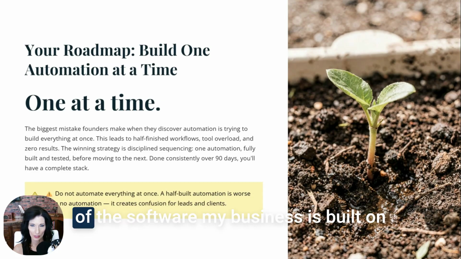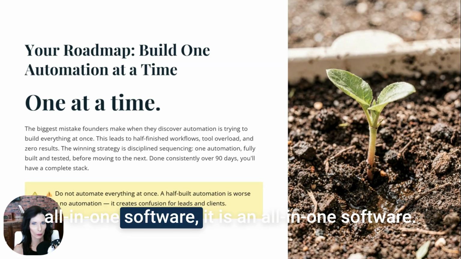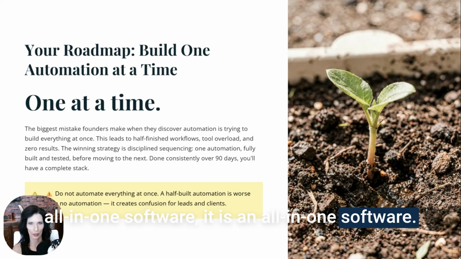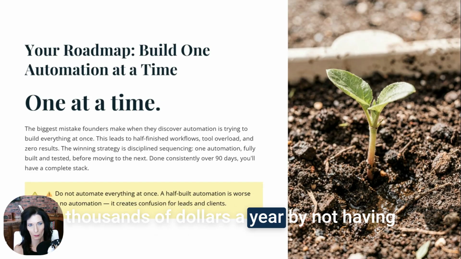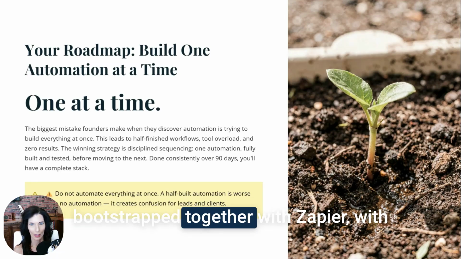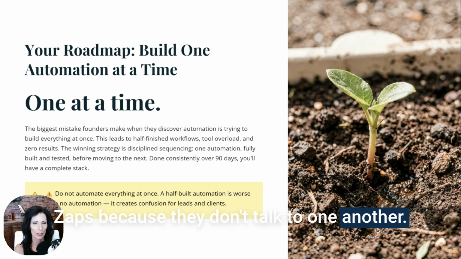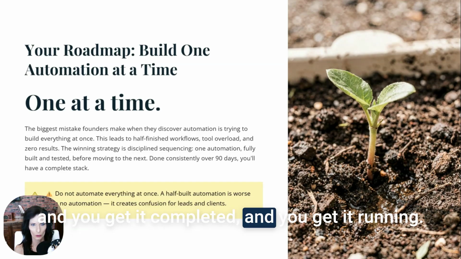As for the power of the software, my business is built on Go High Level, and when I say it's an all-in-one software, it is truly an all-in-one software. Going with that, it can save you thousands of dollars a year by not having to have multiple platforms bootstrapped together with Zapier, with Zaps, because they don't talk to one another. So you want to make sure you have one bridge and you get it completed and you get it running.